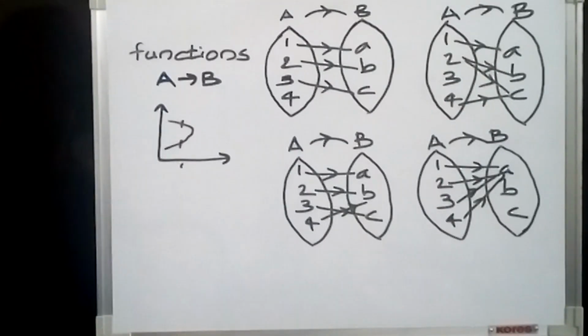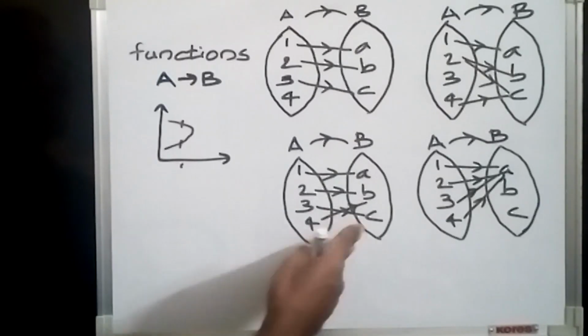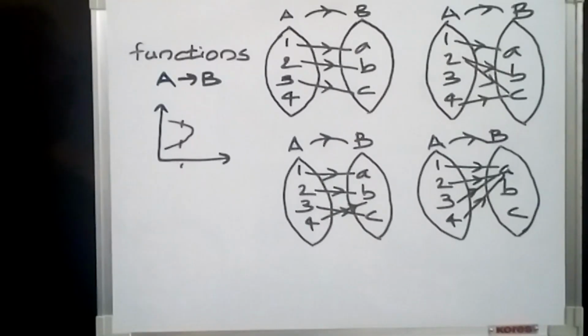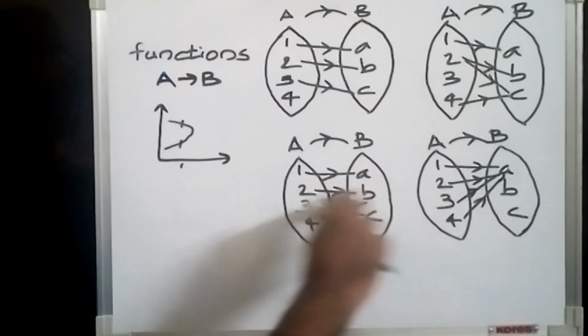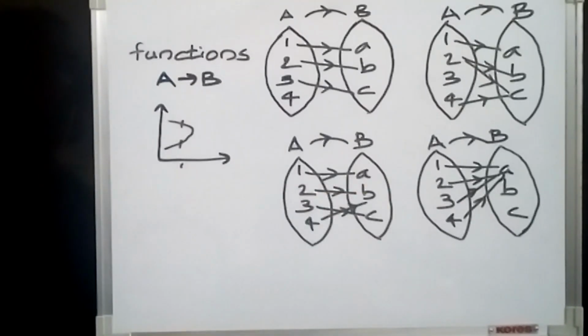And is it a function? It is a function because each element in A has one and only one image in B. But you might have a doubt. The elements 2 and 4 have the same images in B. Then can it become a function?